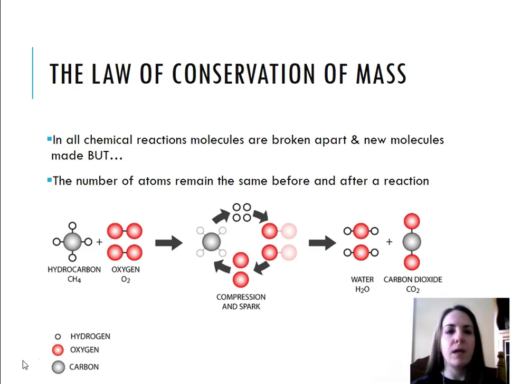Another way to look at the law of conservation of mass is that in a chemical reaction, what we're doing is actually breaking the bonds between molecules. New molecules get made because the atoms rearrange themselves. But even though the atoms got rearranged, that doesn't mean the number of atoms changes. The number of atoms of each element is the same before and after the reaction. It's just that they've been rearranged in a new way.